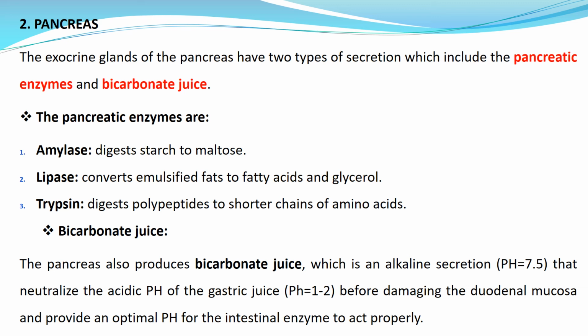So before damaging the duodenal mucosa, the acid can be neutralized by what? By the bicarbonate juice. Also, it provides an alkaline, or let us say an optimal, pH for the intestinal enzymes to work. As you know, the intestinal enzymes might not be activated in an acidic pH.